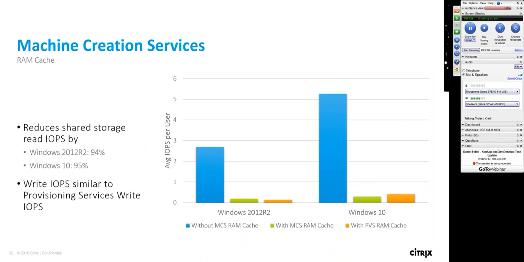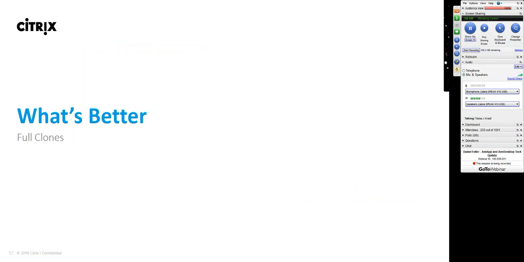And we look at the graphs again. This is average I/O for writes. Again, the blue line is MCS without a RAM cache, the green is MCS with a RAM cache, and the orange is PVS with a RAM cache. Basically what you see is MCS from a write I/O perspective is now equal to PVS. So MCS now equals PVS from a read-based I/O as well as from a write-based I/O.